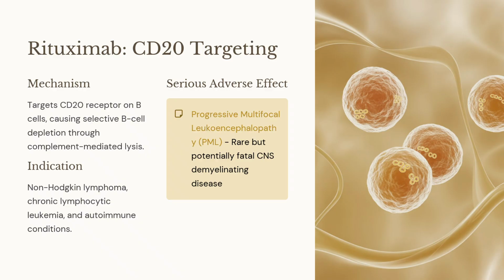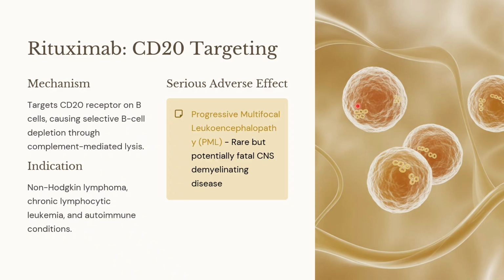Rituximab targets the CD20 on the B cells. So the B cells have this receptor CD20. Rituximab is a monoclonal antibody. So it will have the FC region as well as the FAB region. The FAB region attaches with the CD20 receptor on the B cells. The FAB region in general will attach with the antigen.